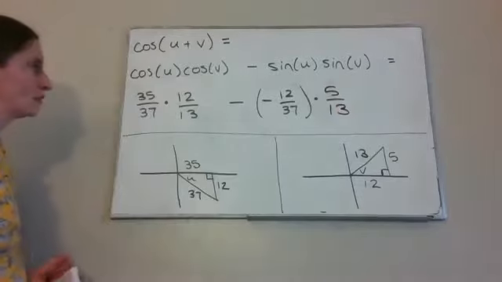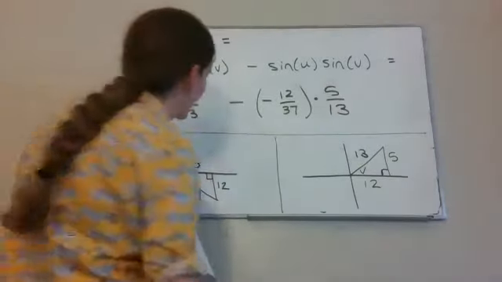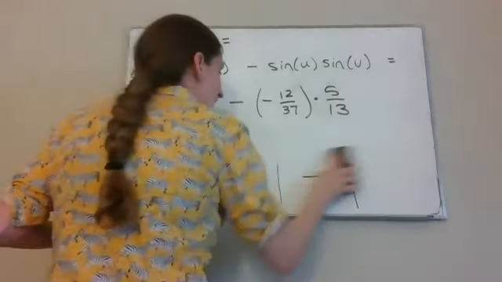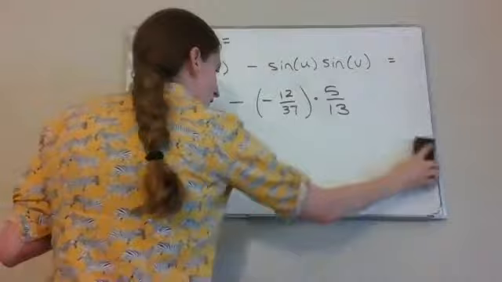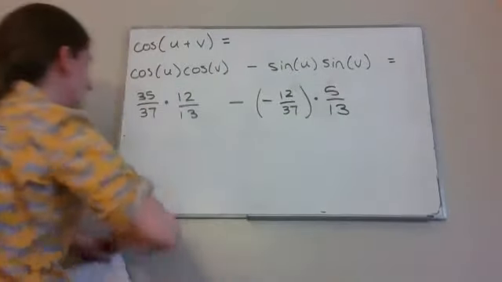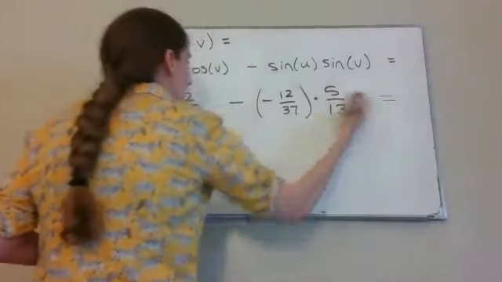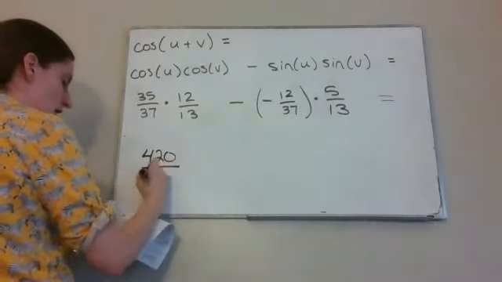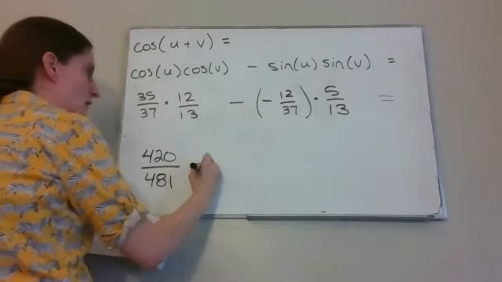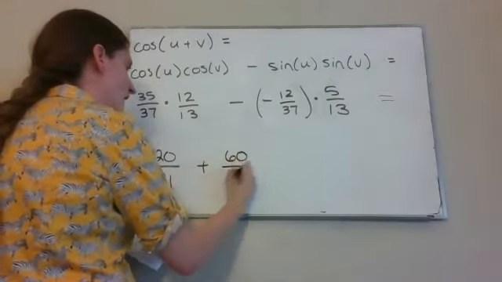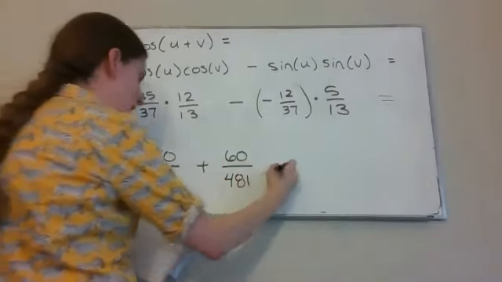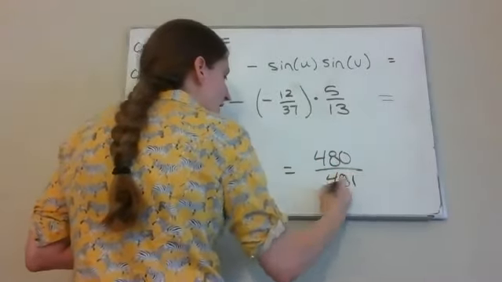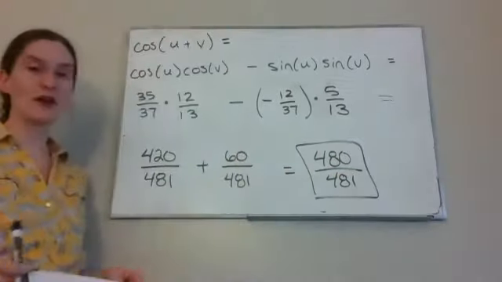And now I just have to simplify this. I have minus and negative, so it's going to be positive. My denominators are both 37 times 13, which is equal to 481. So this is equal to 35 times 12, which is 420, over 481, plus 12 times 5, which is 60, over 481. Combine them together to get 480 over 481 as our final answer.